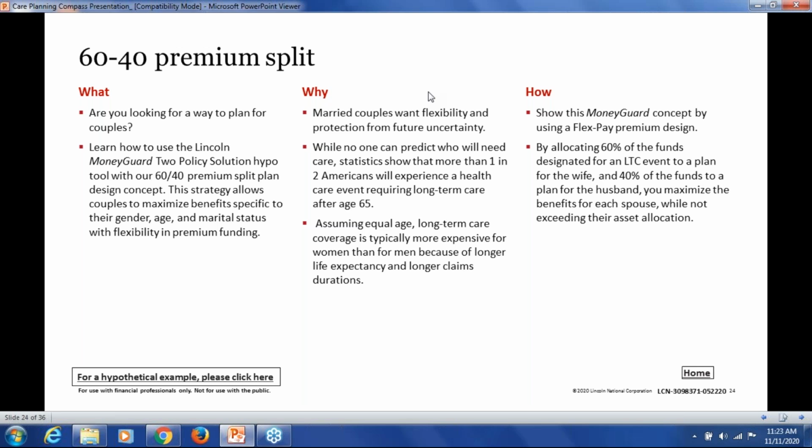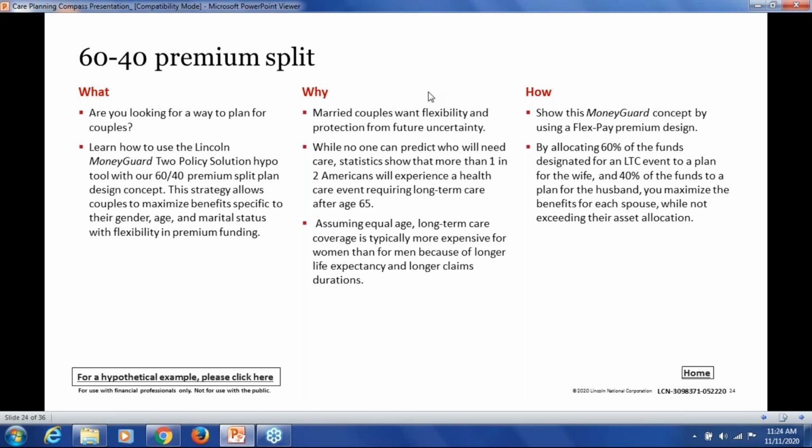We don't know exactly how much coverage people will ultimately need, but you can use statistics to kind of get there. And this 60-40 strategy is going to help you come closer to optimizing the benefits for each person based on those averages. So you're going to decrease the chances of wasting benefits on one spouse who passes away before they use them all, and you're also going to decrease your chance of coming up short for the other one who might not have enough. Try to optimize it, again, based on the real statistics that are out there.